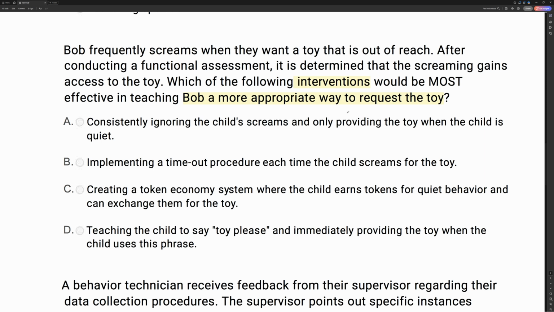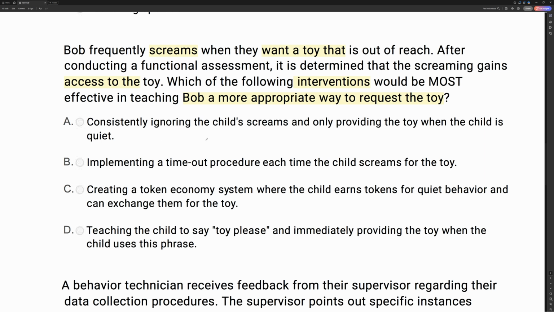Because we're trying to replace Bob screaming when they want the toy. So we know we're trying to teach a replacement, and we know screaming gains access. So the function is tangible. We want a replacement behavior for screaming. How are we going to do that?